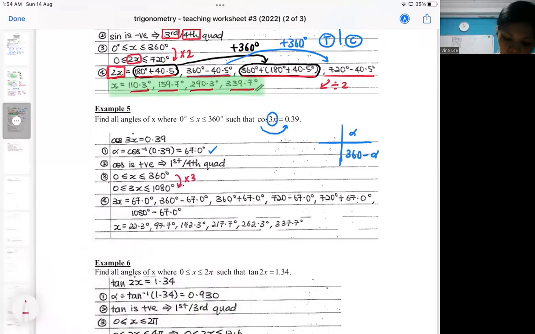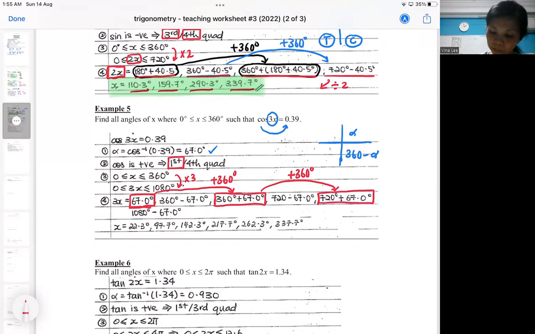3x actually goes through 3 rounds. The implication of 3 rounds means the first quadrant is visited 3 times. So take a look. First quadrant. And this is the second time we visit the first quadrant. And then this is the third time we visit the first quadrant. So the first quadrant is visited 3 times. Each time you add the 360 because that's one cycle.